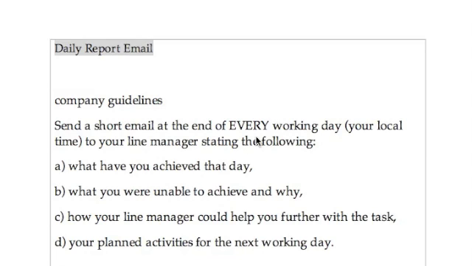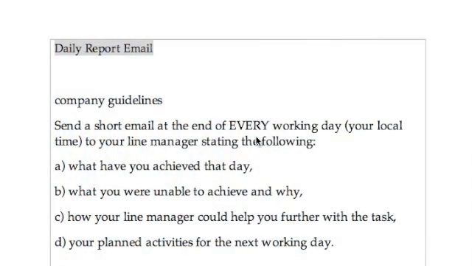It's also stated: send it to your line manager and state the following. The ABCD points are just suggestions. Point A: what have you achieved today? A few points on what you have achieved. You don't need to describe a lot of what you've done, but it's nice to know what you have been involved in, how you spent your working day. Point B: what you were unable to achieve and why. It means what difficulties you found, how you sorted those problems. If you didn't sort those problems, we are at point C, and that's the question of how your line manager could help you further with the task. And point D, short: if you already know, and it's a good idea to know, what you're working on tomorrow or the next working day, or what you're planning for next week.